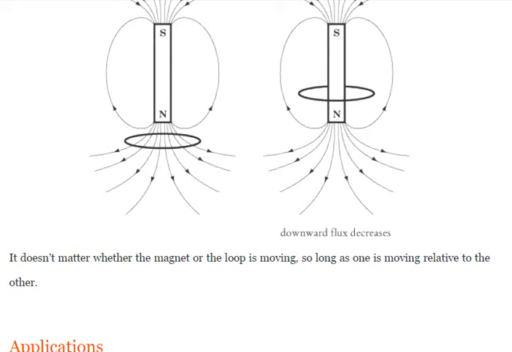So it really doesn't matter whether it's the magnet that's moving or the loop that's moving. They just have to be moving relative to each other. One of your things has to be moving, or they could both be moving.